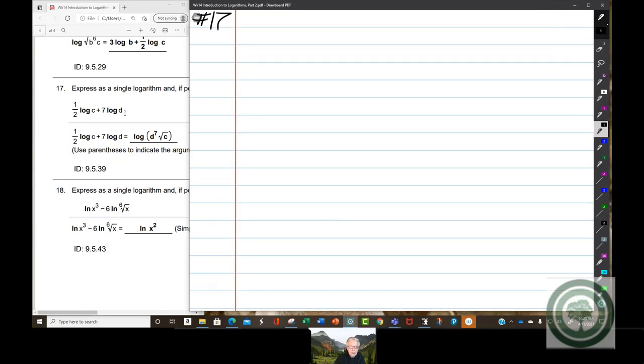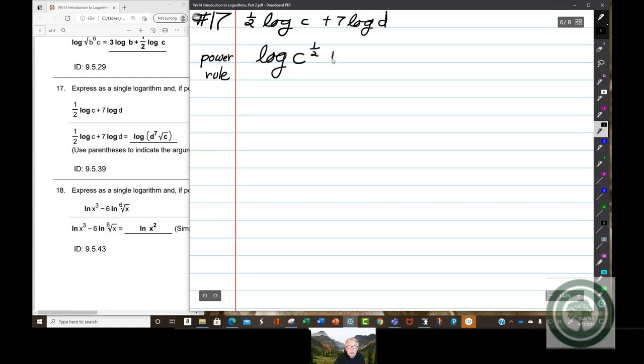Okay, so here's the question. 1/2 log C plus 7 log D. Okay, I'm going to use the quotient rule. No, I'm not. I'm going to use the power rule, kind of in reverse. Not really, but it's the way you get to think of it. This will be log C to the 1/2 power plus log D to the 7th power. That's my first step.